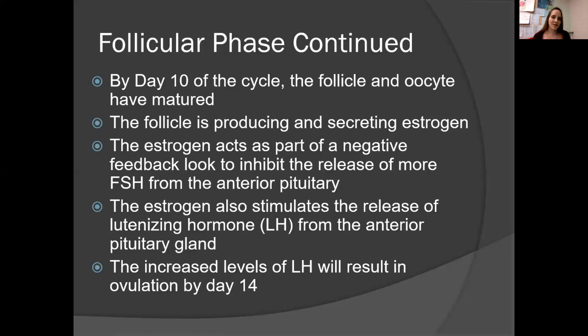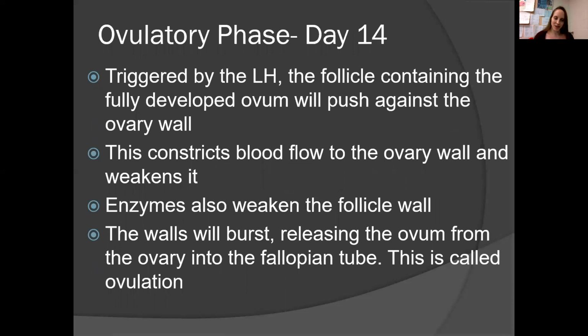And then over the next few days, that level of luteinizing hormone will build up until on day 14, we move into the ovulatory phase. The ovulatory phase happens just for 1 day on day 14 when the LH level is the highest. Essentially what happens is that the follicle is going to be stimulated by the LH to push against the wall of the ovary, which constricts blood flow to that section of ovary wall and weakens that section of the wall.